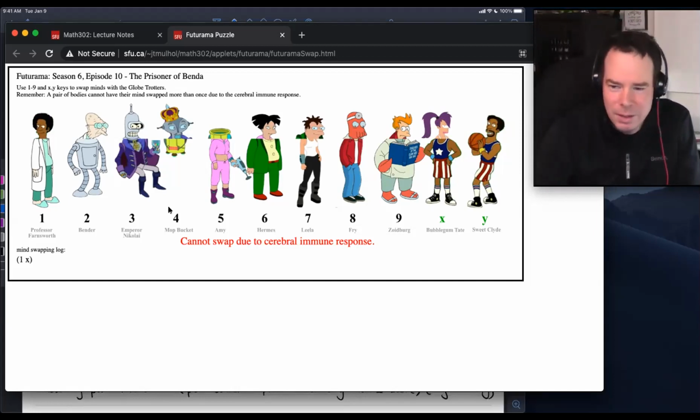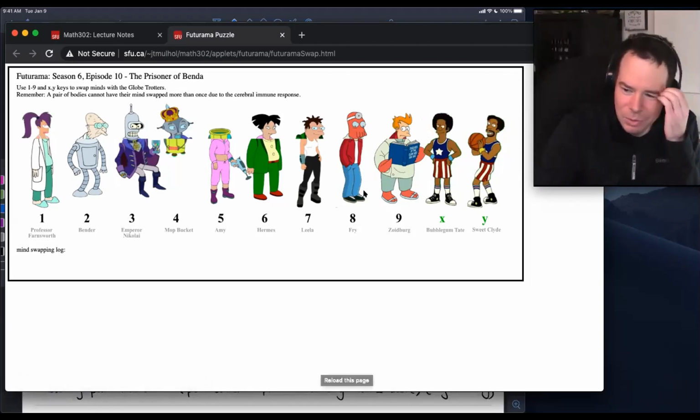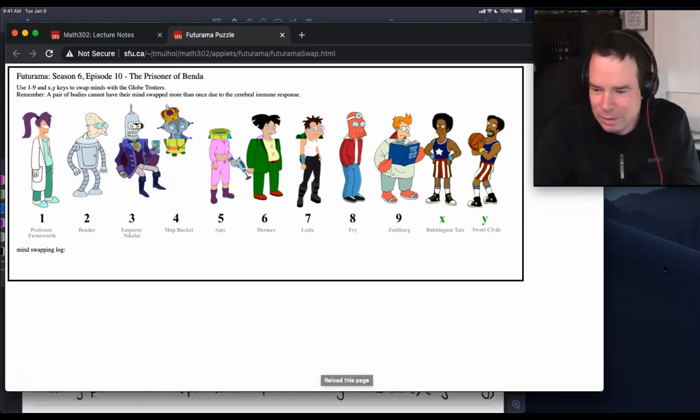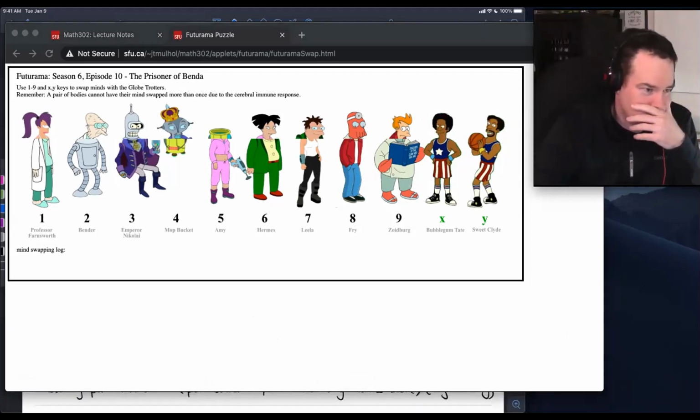If you get stuck at any stage, or you get this cerebral immune response, or you made a move that you didn't want to move, just refresh the page. I didn't build an undo key into it just because I didn't really have time. This was a last-minute build yesterday. So there's no undo, unfortunately, but there is a page refresh, so you can use that. So feel free to play around with it a little bit.